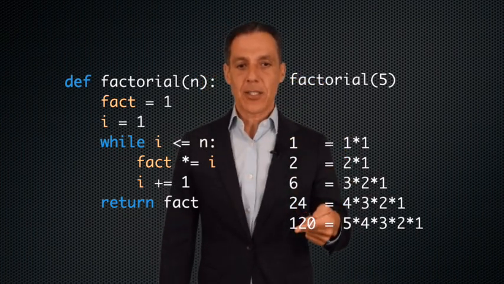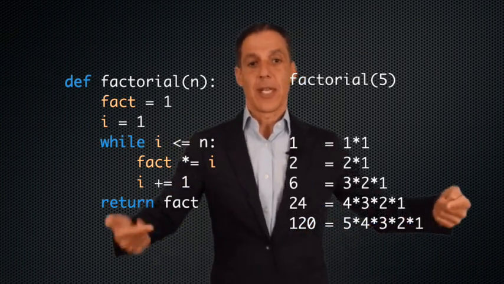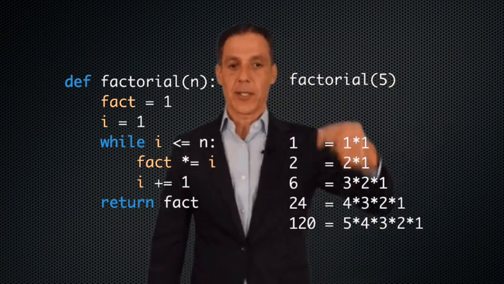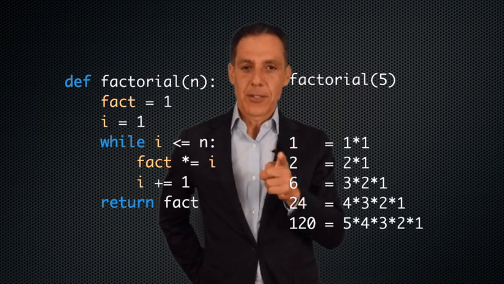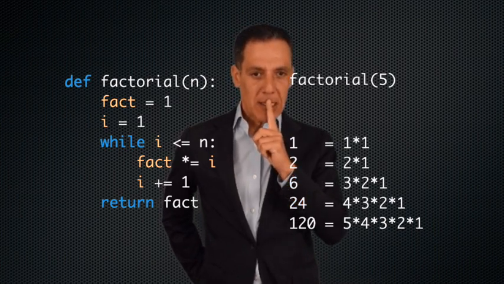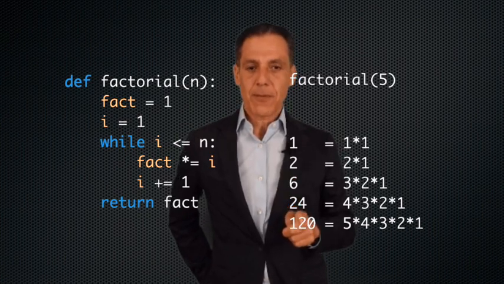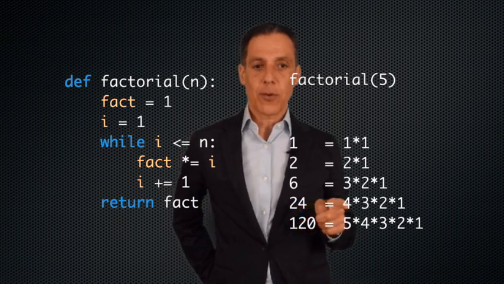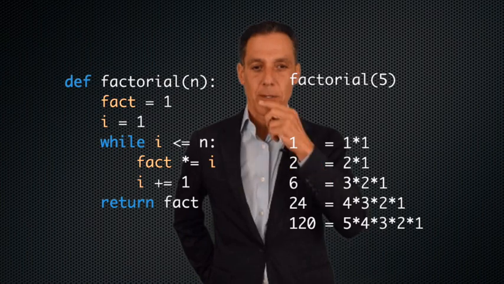So by the time I get to the 5th iteration, I've multiplied 5 times 4 times 3 times 2 times 1. And when I was at this iteration, I multiplied 4 times 3 times 2 times 1, and so on and so forth. Now, there's something interesting looking at this iterative process, because what you notice here is that when I computed 5 factorial, along the way, I also computed 4 factorial, and along the way, I computed 3 factorial, 2 factorial, and 1 factorial.